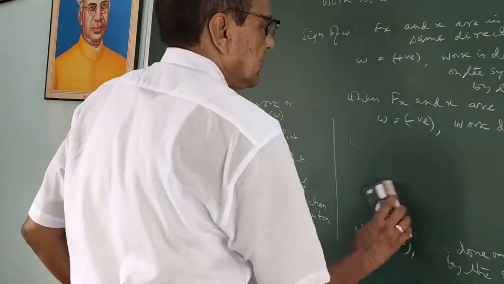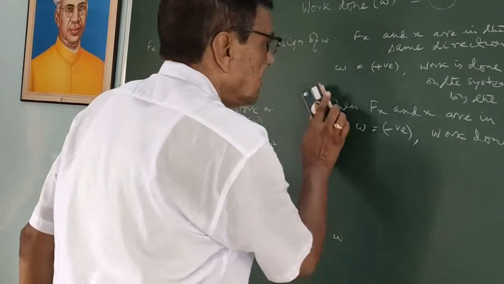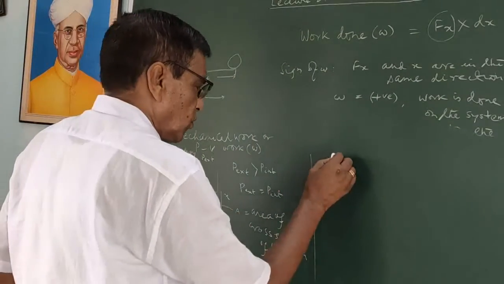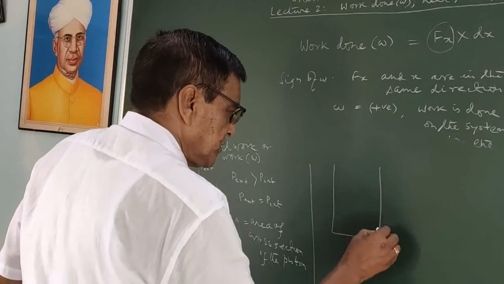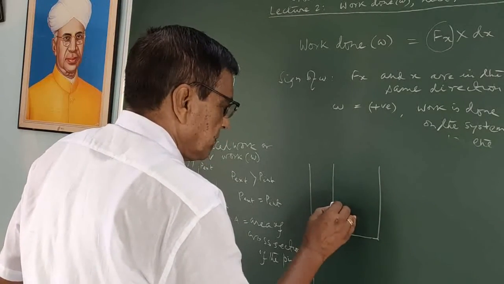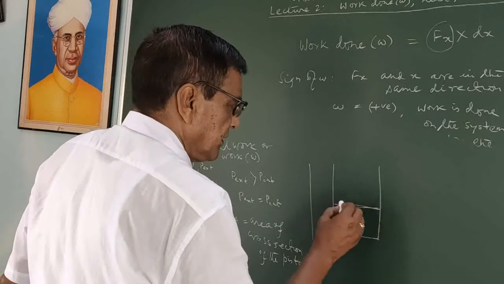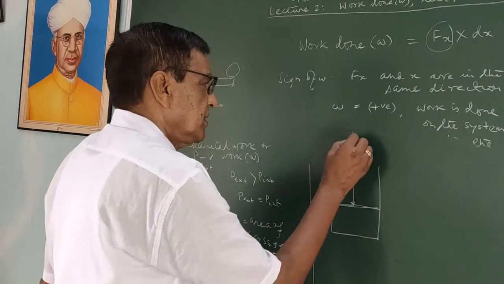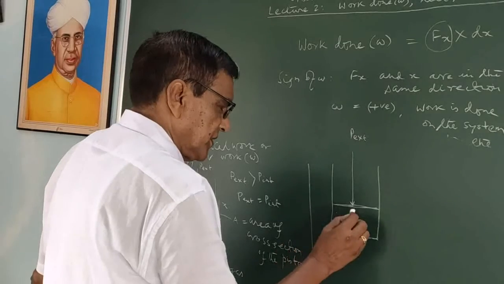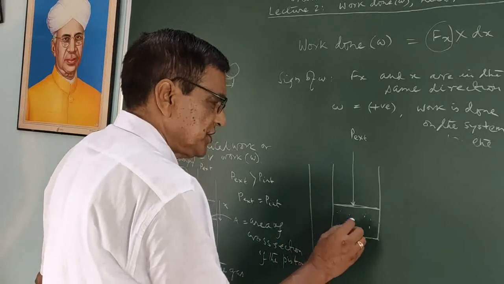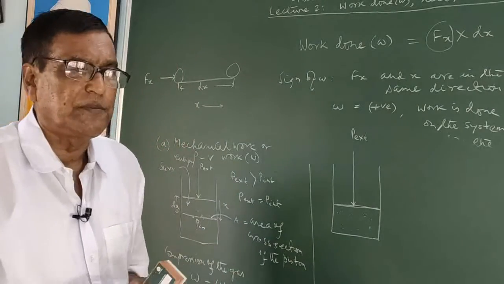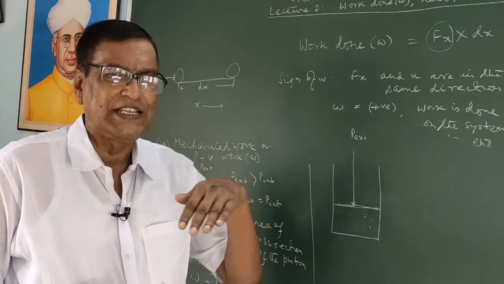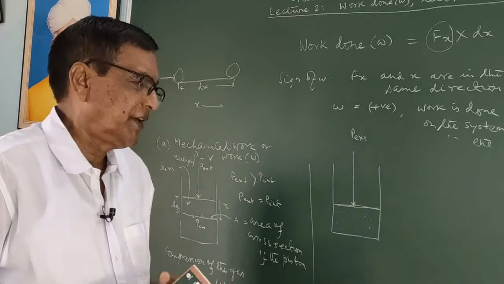If we consider the work of expansion here in a similar fashion, this is the piston having the cross-sectional area A, and this is the external pressure. A definite amount of gas is confined within this system. Here, the piston in thermodynamics is an idealized piston, which is weightless, frictionless, and movable up and down.